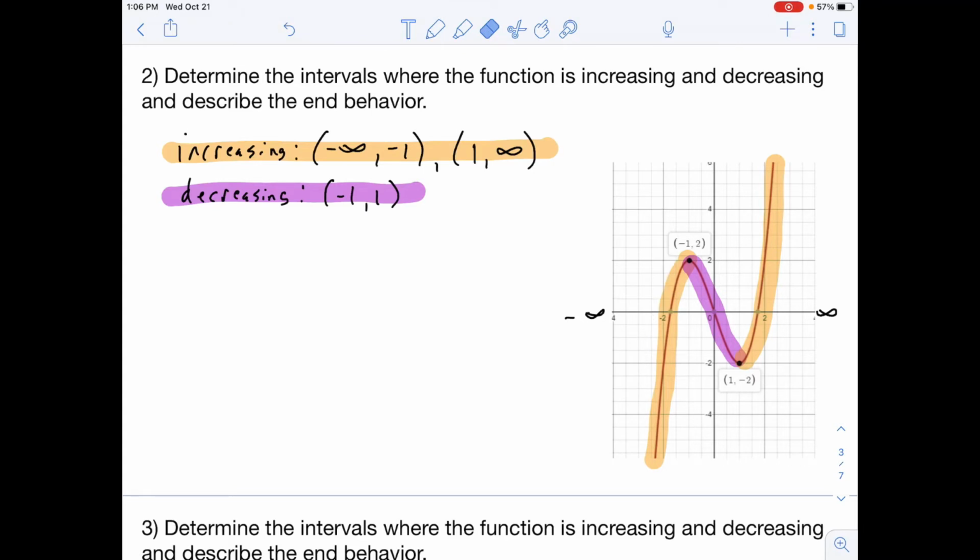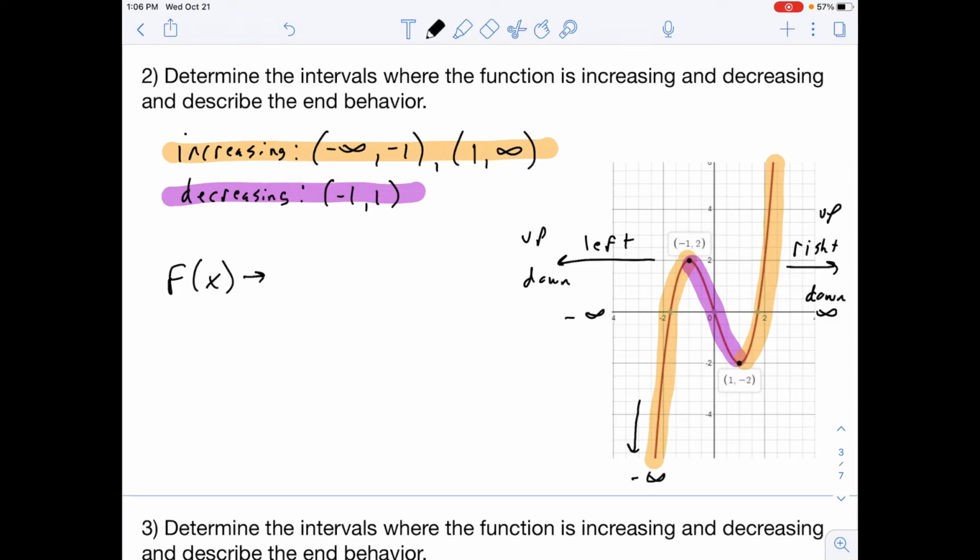So let's talk about the end behavior then. So for the end behavior, remember that we want to see what the function's doing as we go all the way to the left. Is it going up or is it going down? And then what's going on as we go all the way to the right? Is the function going up or is it going down? So f of x is approaching over here. You can see this is going down to negative infinity. This is going up to positive infinity.